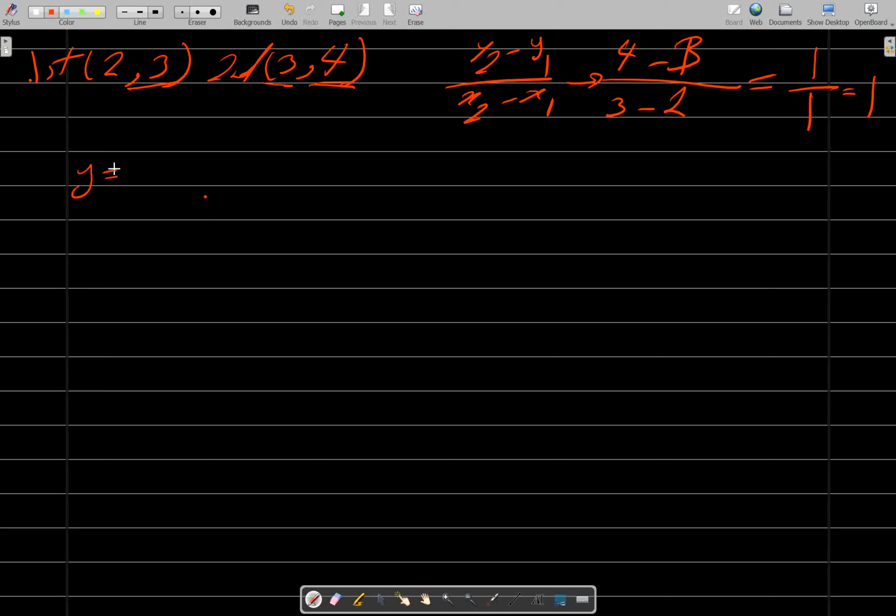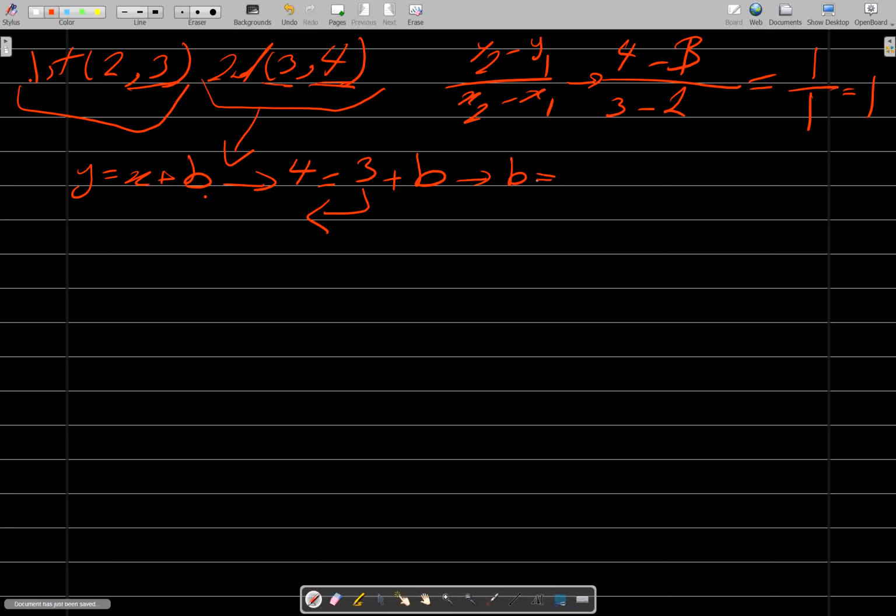So we have y equal to x plus b. Again, we have two points here, and we can plug each of them into our equation. I'm going to plug in this one, for example. So the x is going to be 3 and the y is going to be 4, so 4 equals 3 plus b. As you can see, I'm going to move the 3 to the other side. So my b is going to be 1.